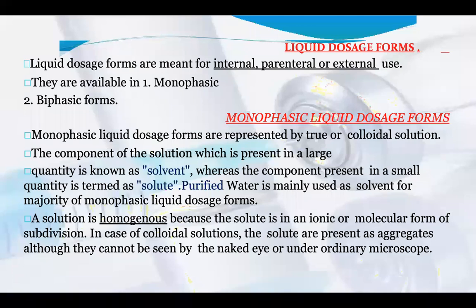What are they used for? They are indicated for what? The liquid forms are meant for internal use, parenteral use for injectables, or external use. They are available in two types: one is monophasic, second is biphasic, meaning one phase and two phases, or more than two phases.